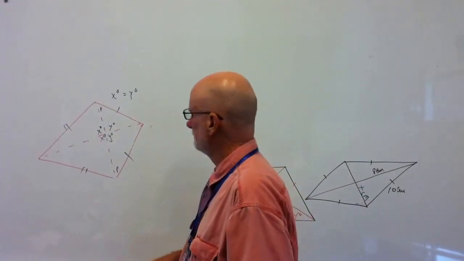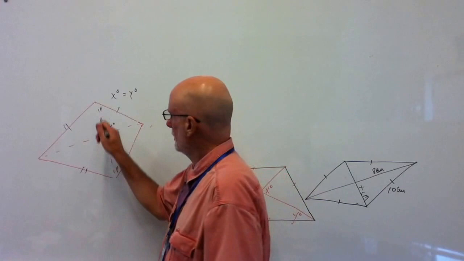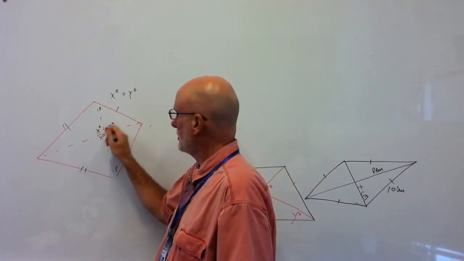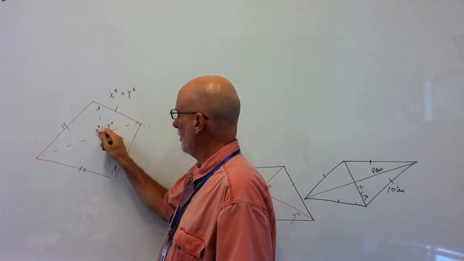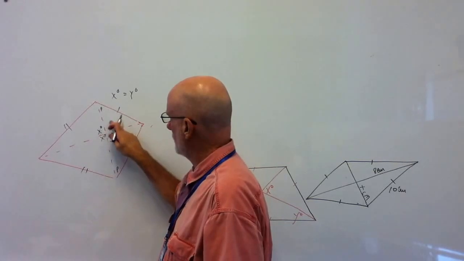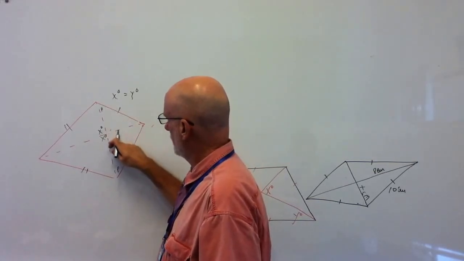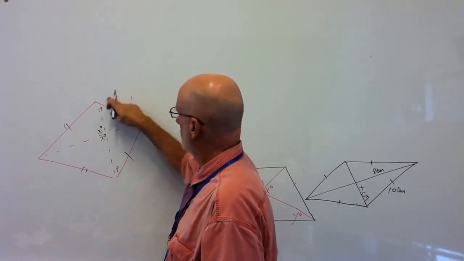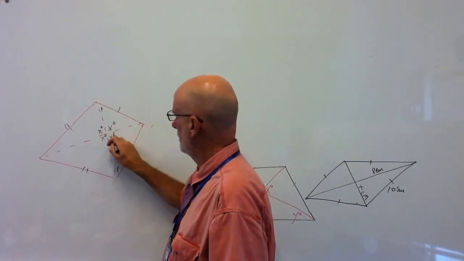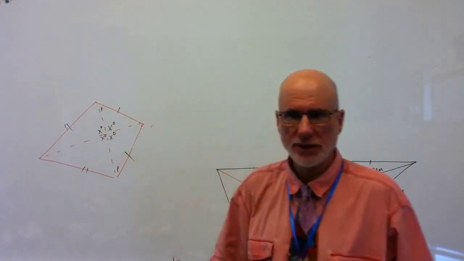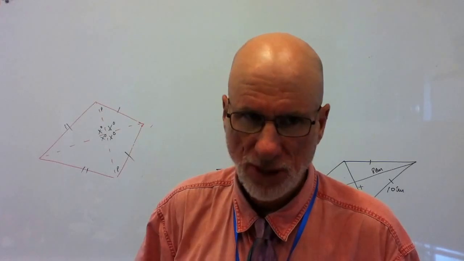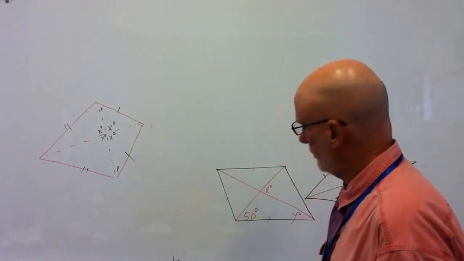Diagonals cut each other at right angles. These diagonals cut each other at right angles. So this is true. X and Y are equal, and X and Y are equal. We could make it a little less cryptic looking. We could say that these are all X, right? Yes? So they're all 90 degrees. So the answer to the question is 90 degrees. Right? Okay. Thank you. You can have a seat.